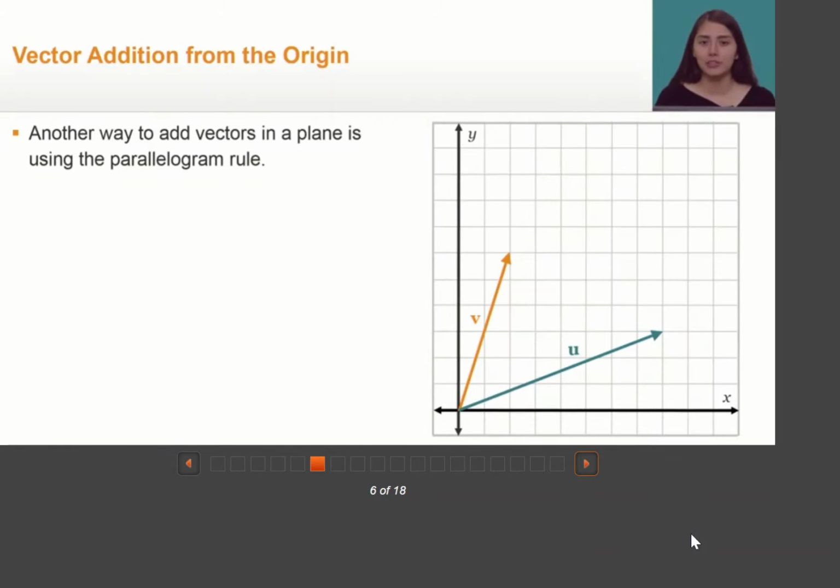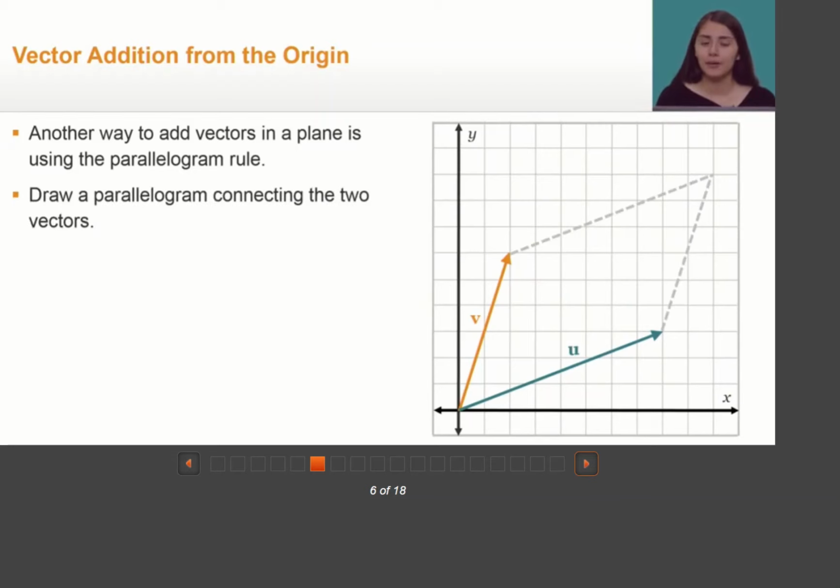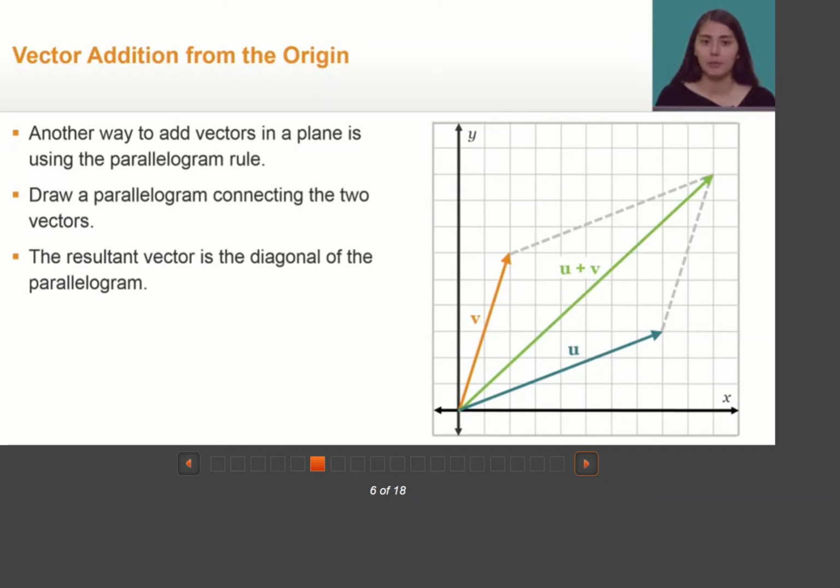Another way to do vector addition geometrically is by the parallelogram method. When we draw a parallelogram, we can see that the parallelogram outlines both possibilities of the head-to-tail method. The resultant vector is drawn from the origin.